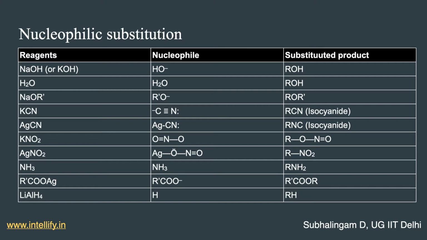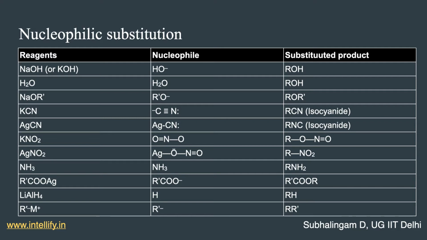Next, an important reducing agent, that is LiAlH4. The nucleophile is a hydride ion and we get RH, that is an alkane. And finally we have an RM, that is a bond with a metal, and in such a case we get a long chain alkane.